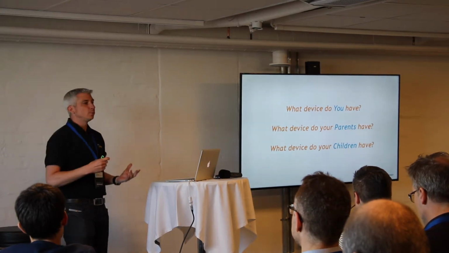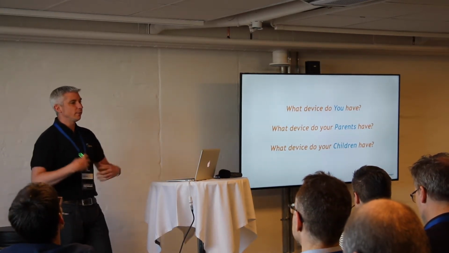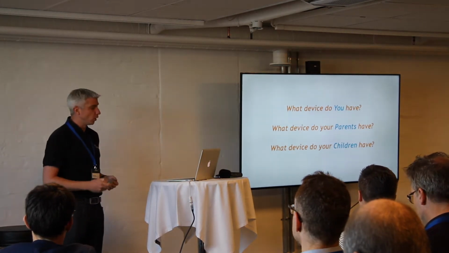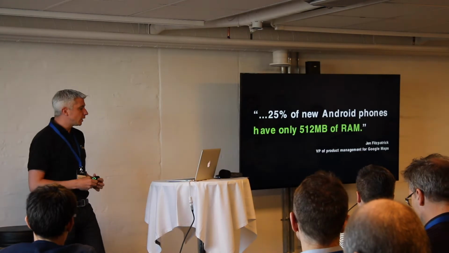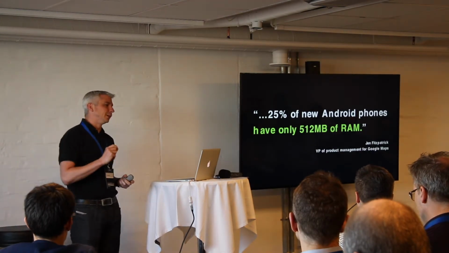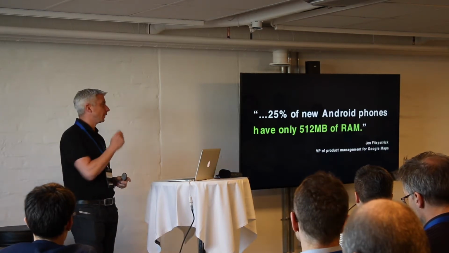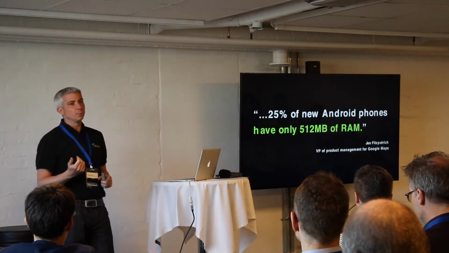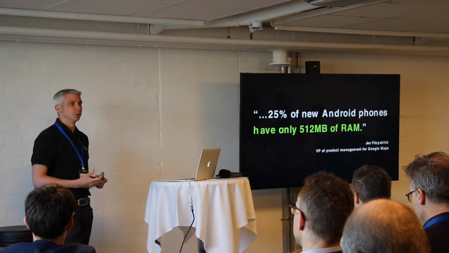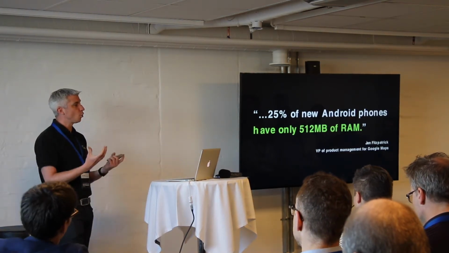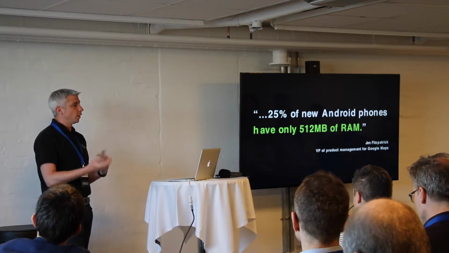We should always remember that not everyone is as lucky as us to have the latest and greatest phones. There's going to be a lot of people who don't. Jen Fitzpatrick from Google pointed out that 25% of new Android phones only have 512 megabytes of RAM. We've done some studies around image manipulation, and you could use about 250 megabytes of that just to store one image in memory while you're decoding it.